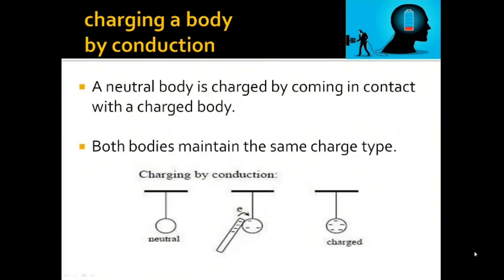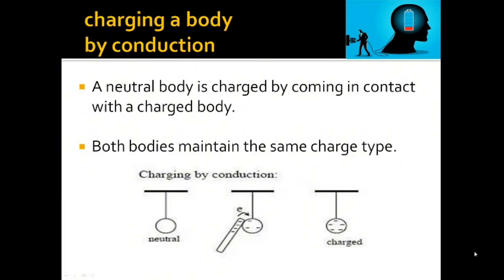The next one we'll look at is charging a body by conduction. Here, a neutral body is charged by coming in contact with an already charged body. Because when you put two neutral bodies together, since the net charge in both of them is zero, there will be no reaction. But now, I have a neutral body, just as in that diagram. And now, I bring a rod that is negatively charged and touch it to it.